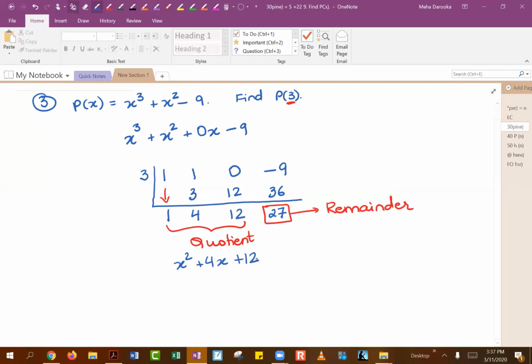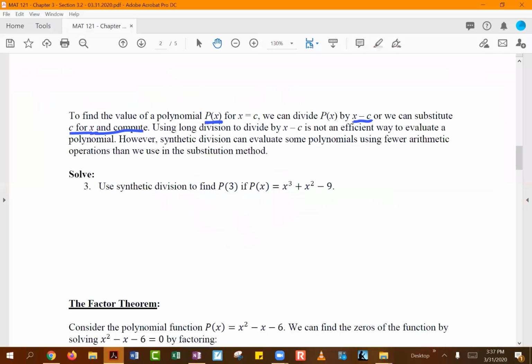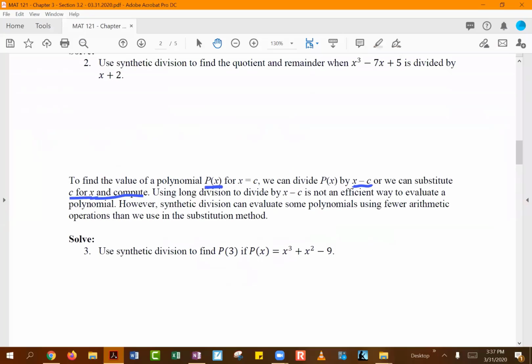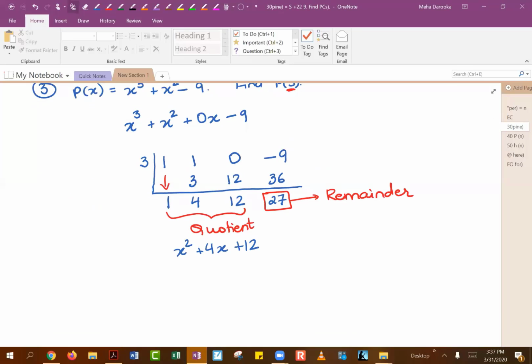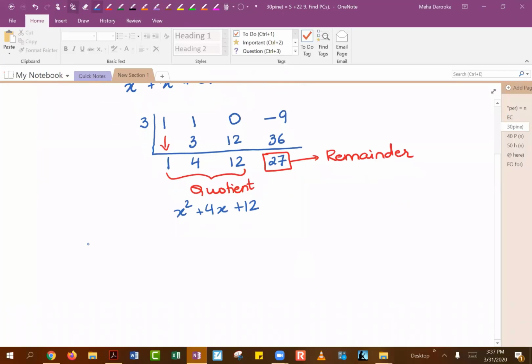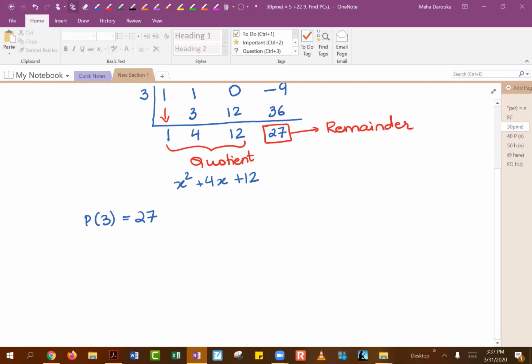Now, in this example, they were not asking us to find the quotient and the remainder like example 2 was. Here, they wanted us to find what the value of p of 3 is going to be. So the value of p of 3 is actually going to be 27, because remember from our remainder theorem that we looked at on the first page, the remainder is always going to equal your polynomial evaluated at that value that you divided it by.